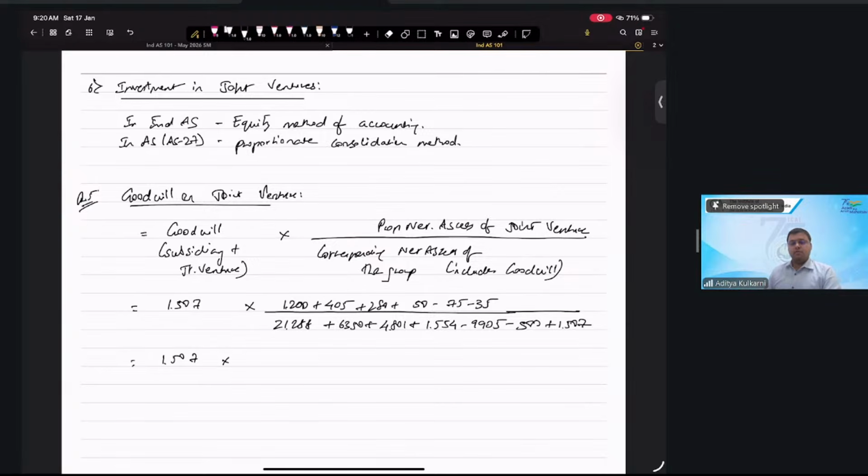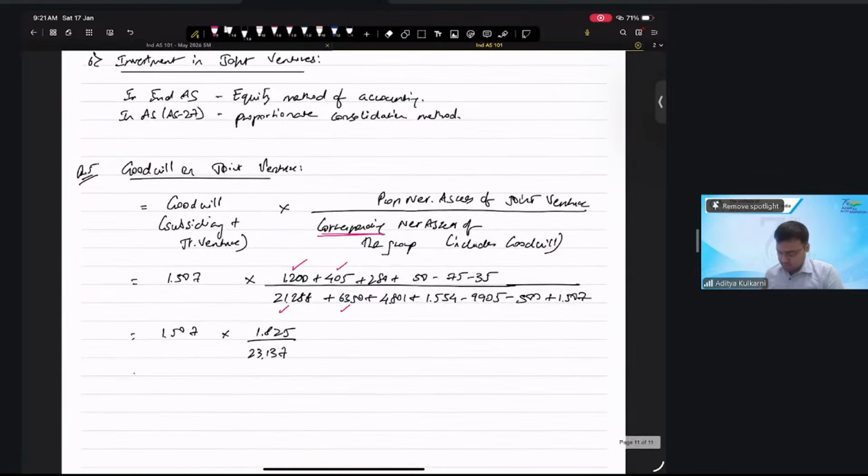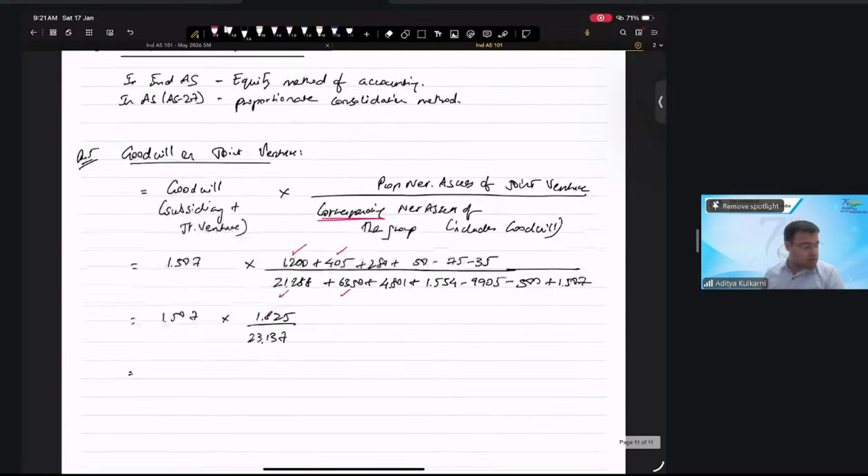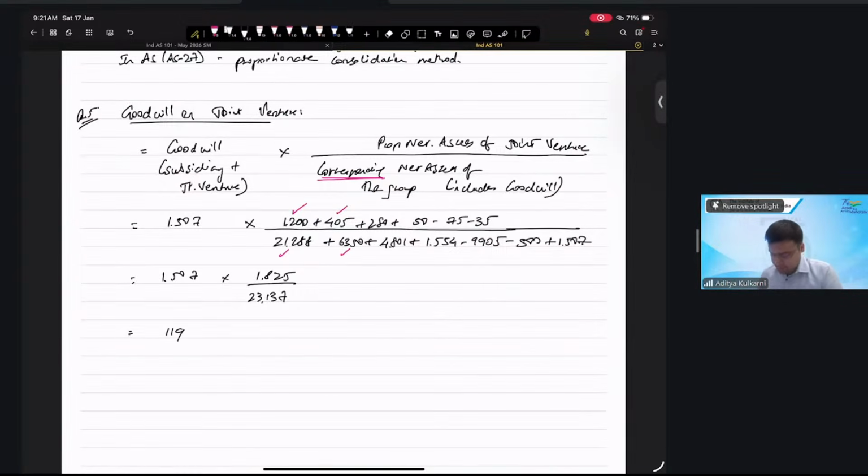We have not taken investment property, because corresponding to 1200 for the joint venture, 21288 is for the group, 405 is for the joint venture, 6350 is the corresponding net assets of the group. So this comes to how much? 1825 divided by 23,137. So that is 119. Correct?